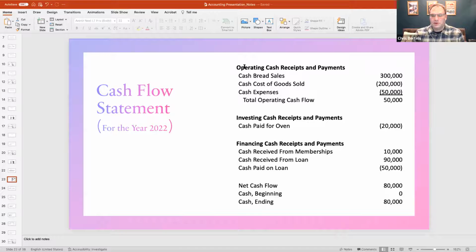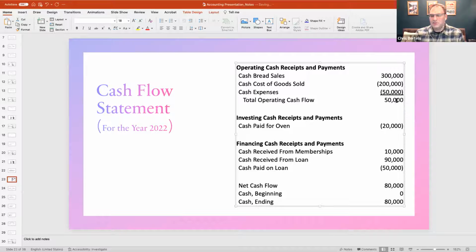This top number is basically showing the 300,000 that came from the customers from bread sales, and then the 200,000 cost of goods and the cash expenses of $50,000. So what's known as the total operating cash flow is 50,000, and in this particular example, the 50,000 happens to agree with the surplus on the income statement, but that's not always going to be the case.